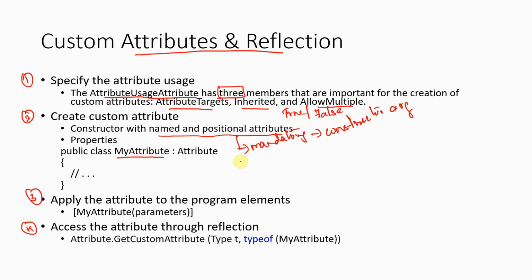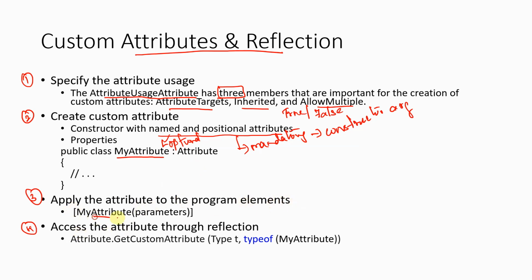And the next is the named parameter. Named parameters are optional. If you want to set one, you use the name and assign it. If I don't want to initialize it, it will take the default value. And the third step is applying the attribute to the programming elements.